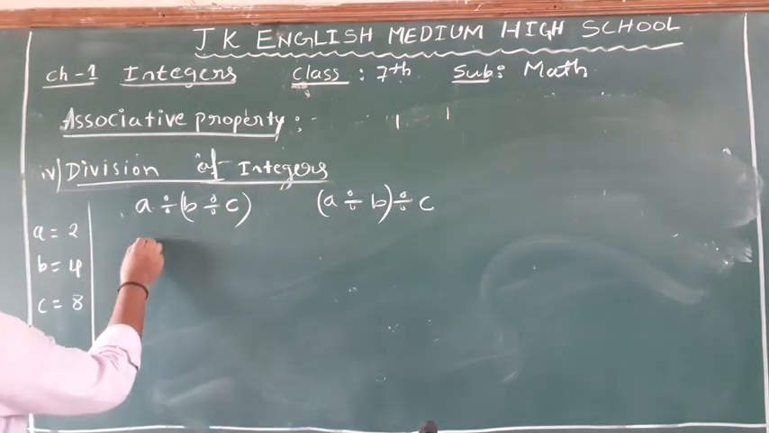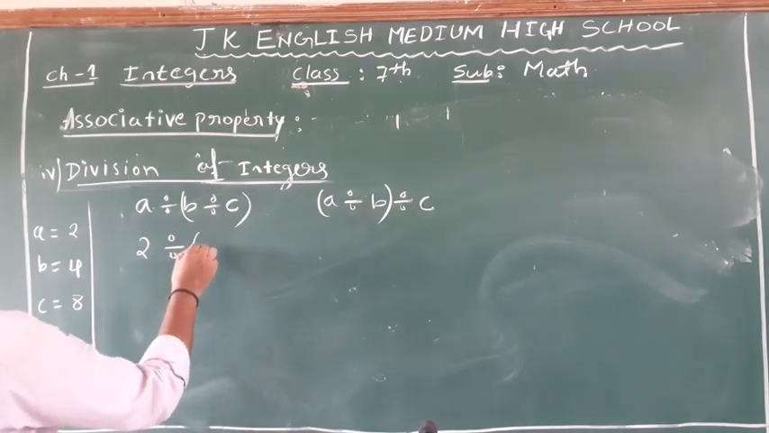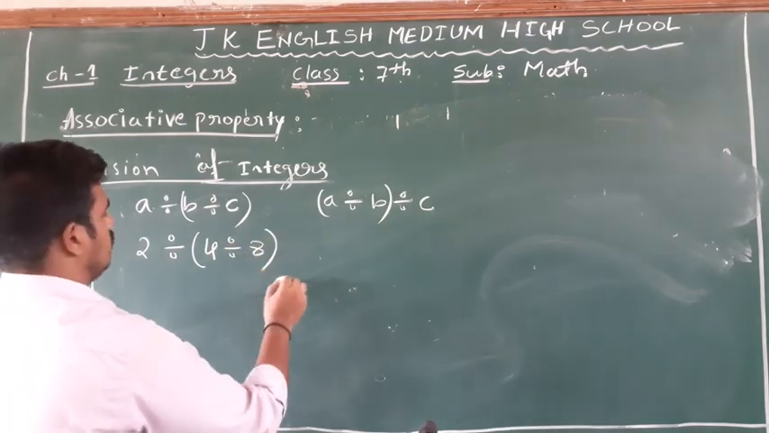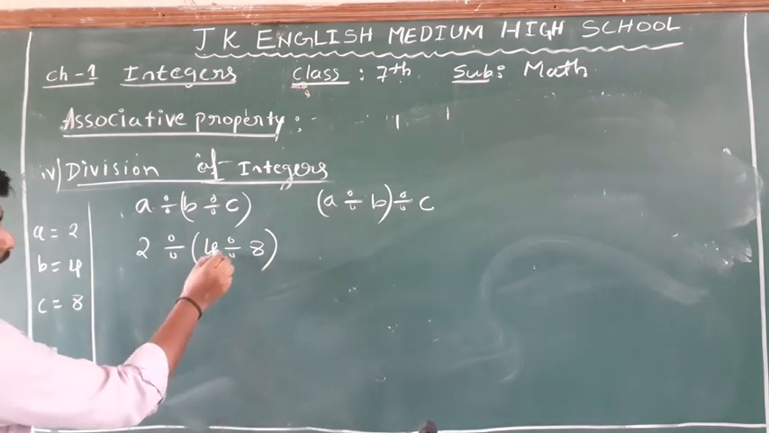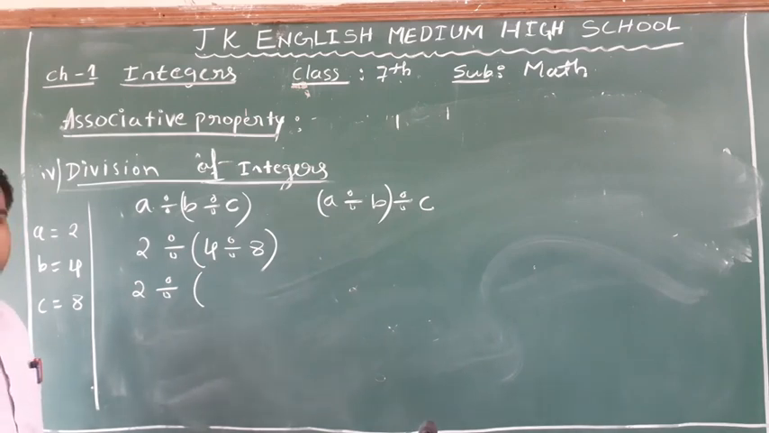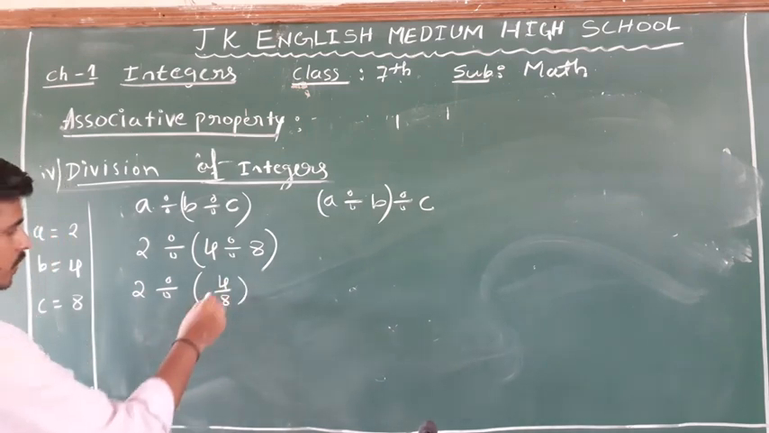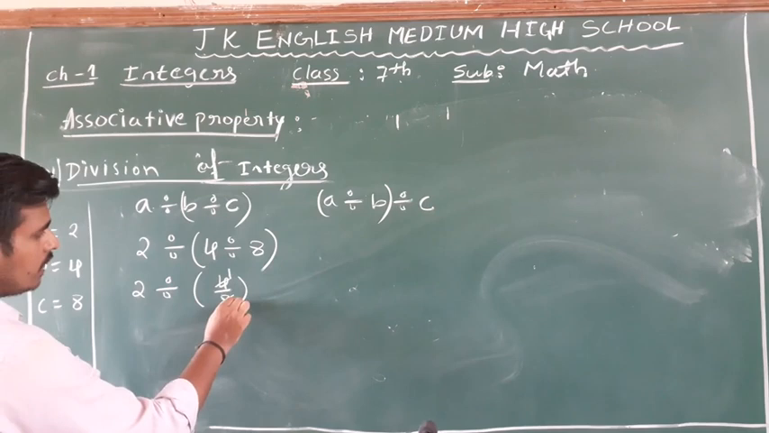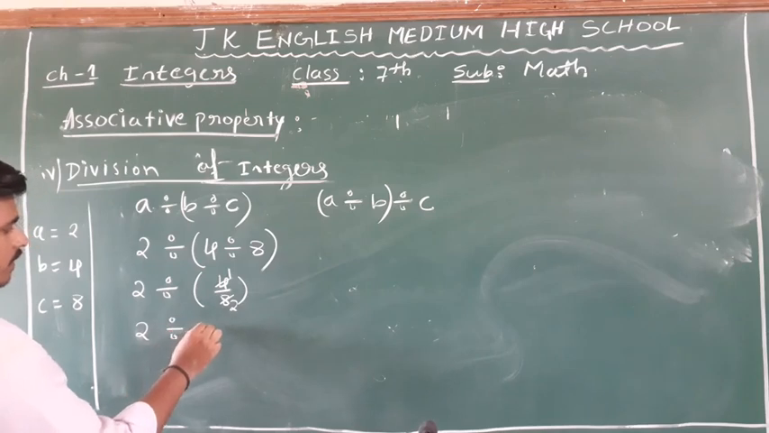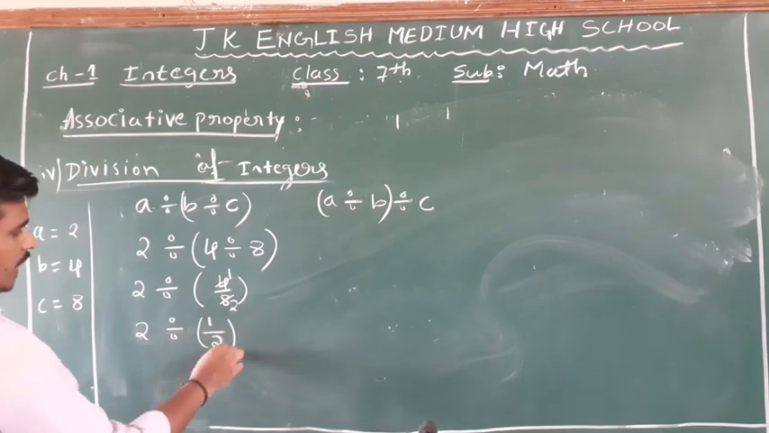A means 2 divided by, B means 4 divided by C is 8. Let's solve. First we need to solve the bracket. 2 divided by, as it is, 4 divided by 8. 4 divided by 8 means what? 4 ones are 4, 4 twos are 8, so you got the answer 1 by 2. So 2 divided by 1 by 2.